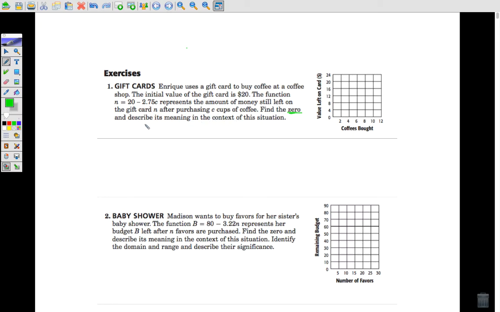So what we're going to do is make a table. So here's my little X, Y table. And we're going to use the values that we have in our graph. Our graph goes from 0 all the way to 12, so we're going to put 0, 2, 4, 6, 8, 10, and 12. We're going to type this into our calculator. Instead of n, remember that's going to be your y. Instead of c, that's going to be our x.